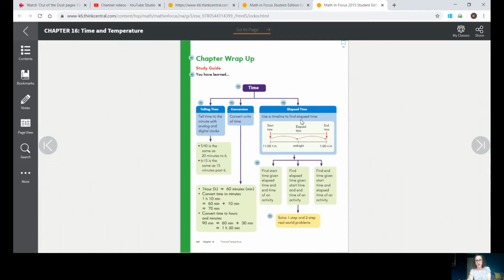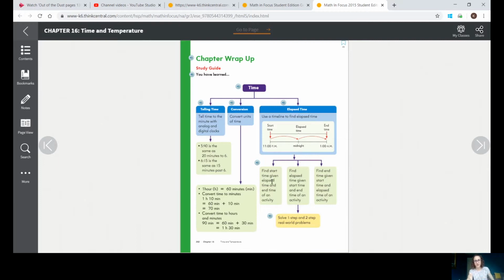Okay, we learned about elapsed time, and we practiced reading some timelines like this. This says use a timeline to find elapsed time. Here's the start time. This is the time that's elapsed. Here's your end time, from 11 to 1, 11 to 12, 12 to 1. You can see that that's 2 hours of elapsed time.